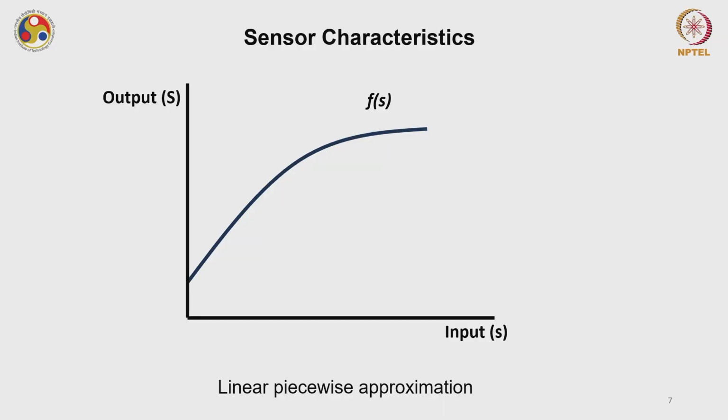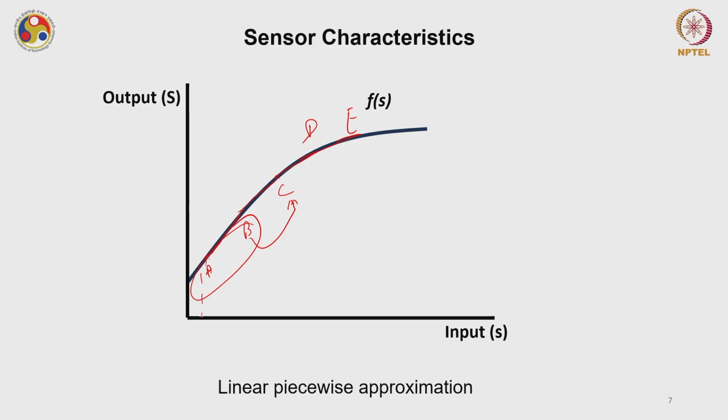Let us try to understand this with an example. Consider this output characteristic of a sensor. I can clearly see that the function fs is nonlinear in nature. Now I can do a linear piecewise approximation and break this function into different linear regions. For example, from point A to point B, this sensor has a linear characteristic. Again from B to C it is linear, but there may be a change in the slope, or the sensor may have a different sensitivity from A to B than from B to C. Similarly, for C to D I may have a different sensitivity or slope, and again a different slope from D to E.